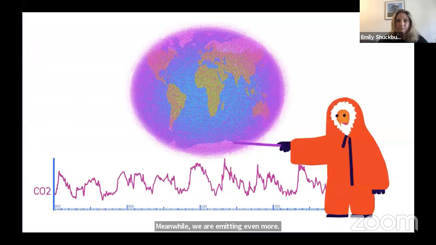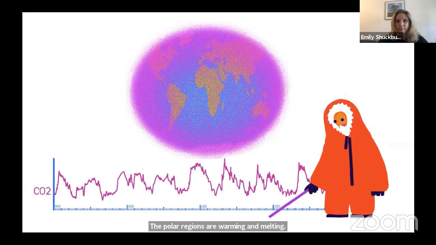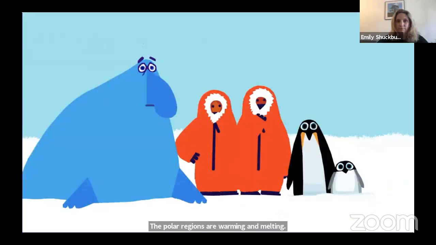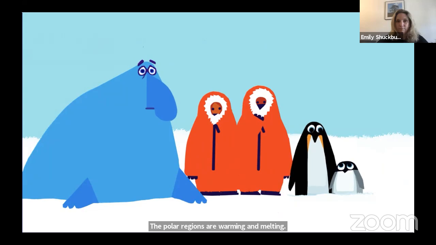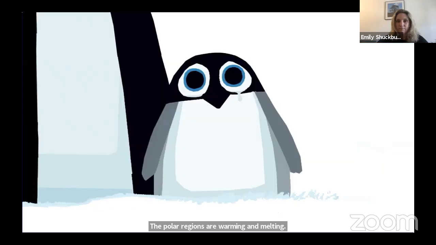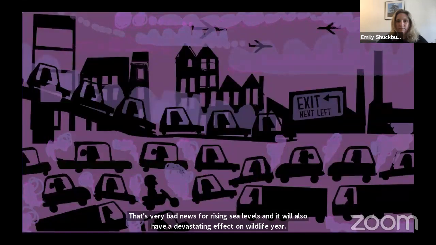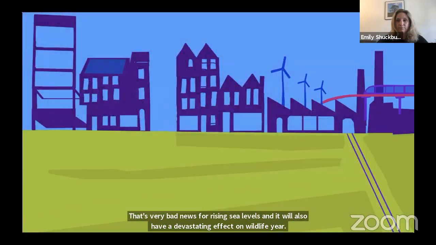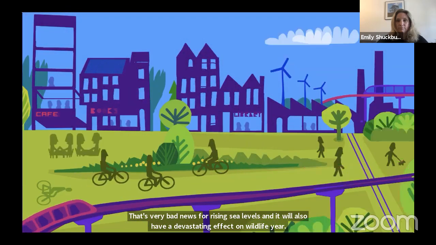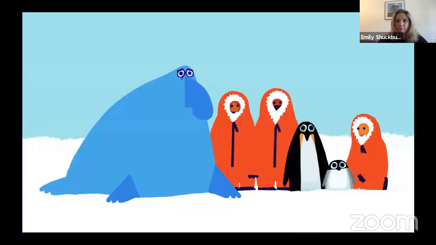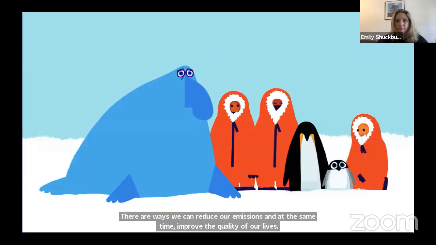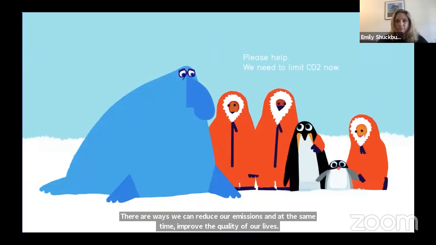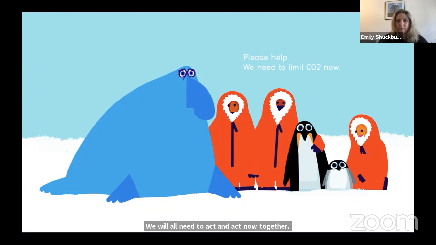The polar regions are warming and melting. That's very bad news for rising sea levels, and it will also have a devastating effect on wildlife here. There are ways we can reduce our emissions and at the same time improve the quality of our lives. We will all need to act, and act now together. Please help. We need to limit CO2 now.